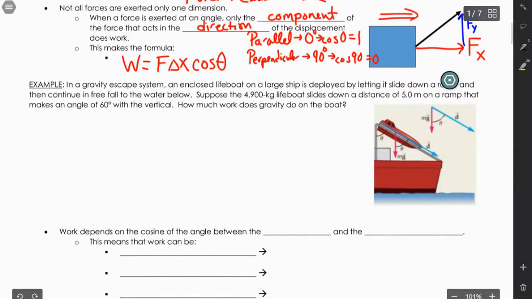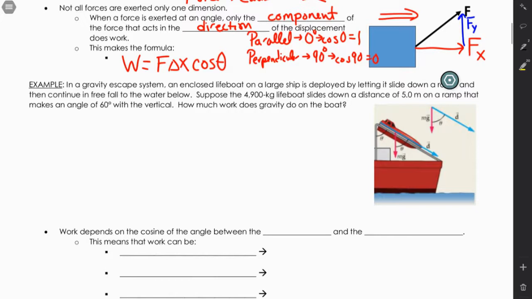Okay, so it says in a gravity escape system, an enclosed lifeboat on a large ship is deployed by letting it slide down a ramp and then continuing in free fall to the water below. Suppose the 4,900 kilogram lifeboat slides a distance of 5 meters on a ramp that makes an angle of 60 degrees with the vertical. How much work does gravity do on the boat?